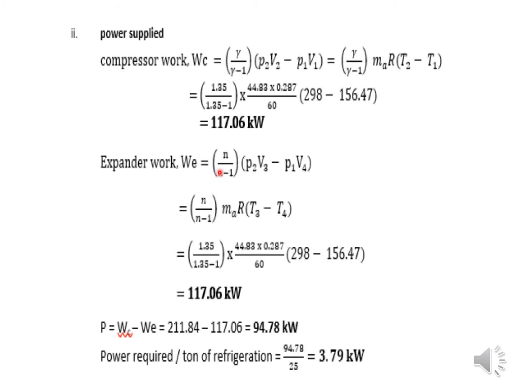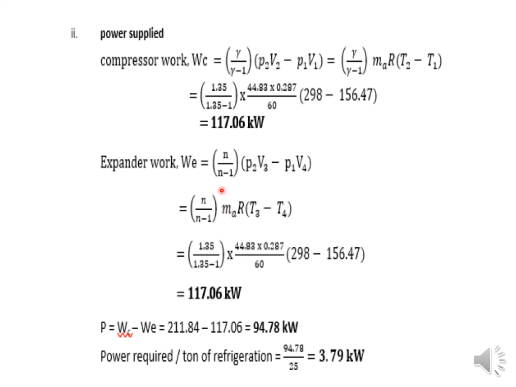Expander work: only instead of gamma we need to substitute n divided by n minus 1, and here P3 V3 and P4 V4, but P3 is equal to P2 and P1 is equal to P4. So PV is equal to MRT, again you supply M_A R (T3 minus T4). So here T3, T4 are known, M_A is known, R is known, and the n value is also known. You will get 117.06. You just check whether the values are correct or not.